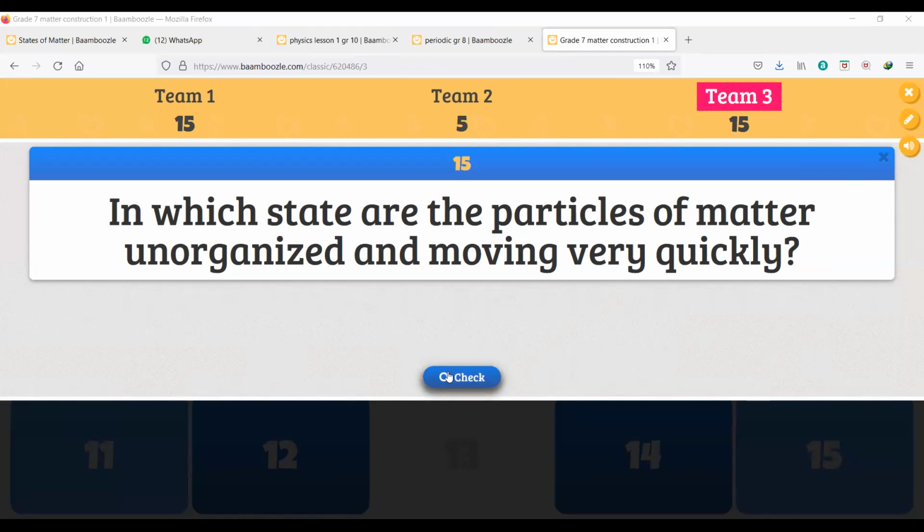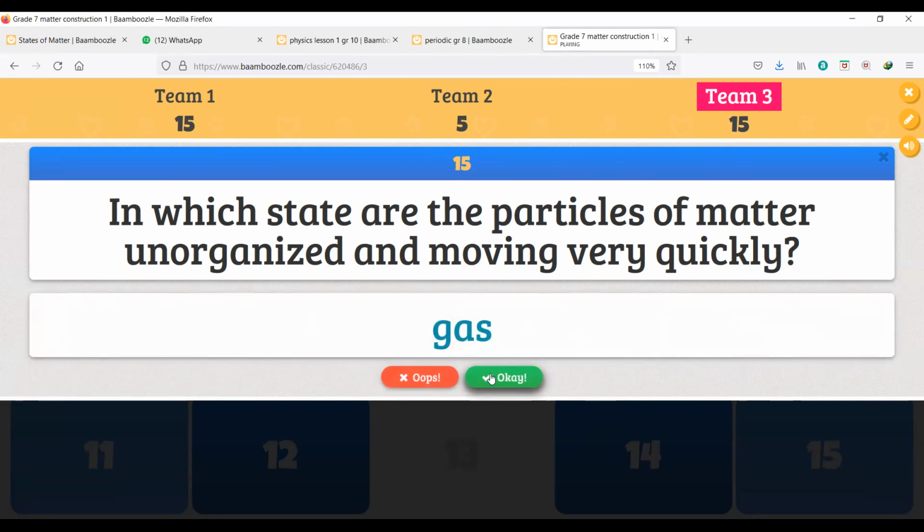Liquid. So, make it check. Anyone of team 3 agree with this answer? Because let's think about it. The one that moves very quickly, the one that has the more intermolecular spaces. If we try to draw the molecules together, I will find that the solid, they are the shape of the molecules. This is the liquid, and this is the gas. The one that can move most freely is gas. Very good. Can make it correct.